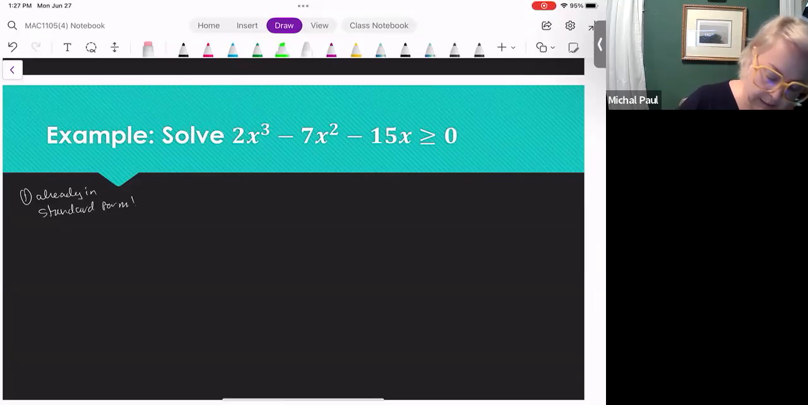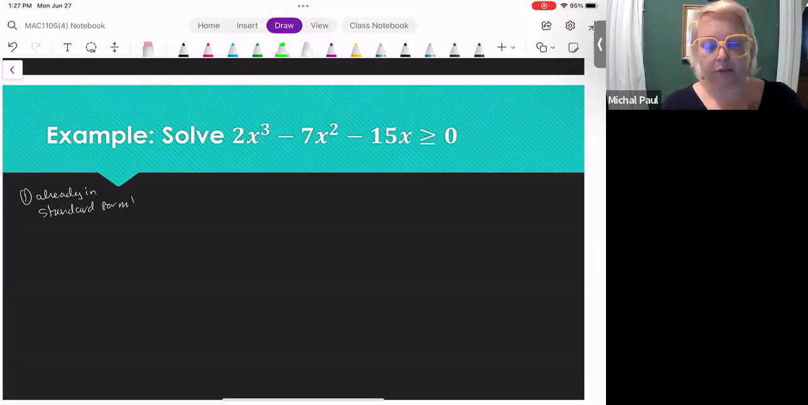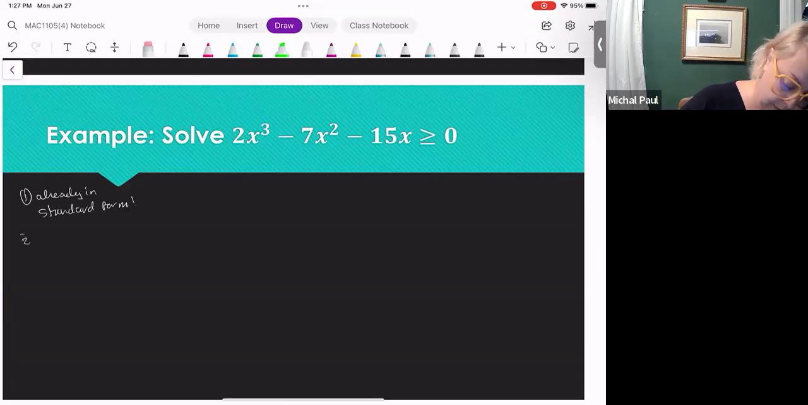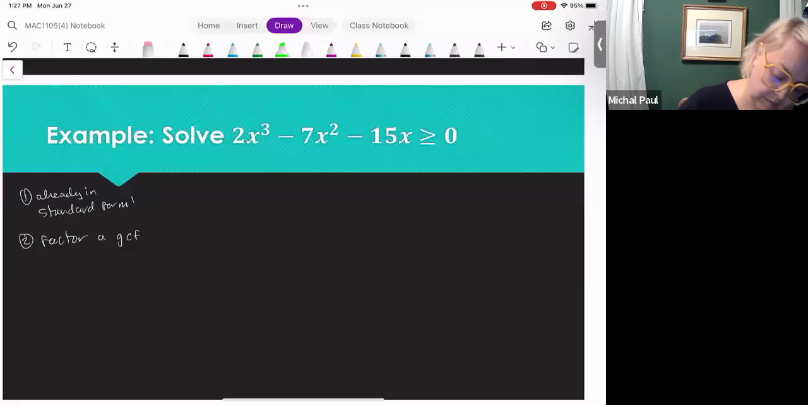So what I'm going to do next is copy it over, and we're going to try to factor out a GCF. There's a common x in all 3 of these terms, but there's no common numerical factor. This is going to give us x times 2x squared minus 7x minus 15 greater than or equal to 0.